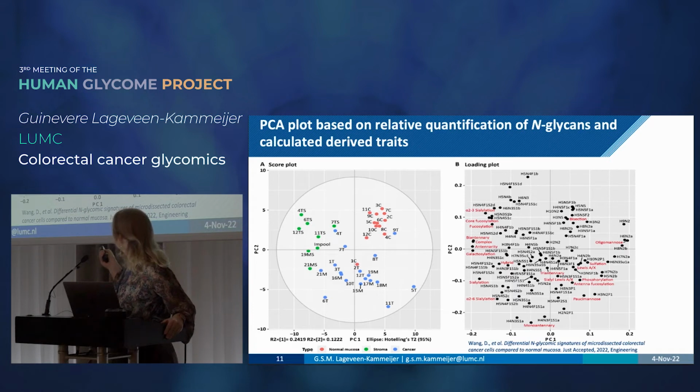Another feature that we observed is that the stroma tissue showed a lot of core fucosylation and fucosylation. And then the monoantennaries were more abundant in cancer.